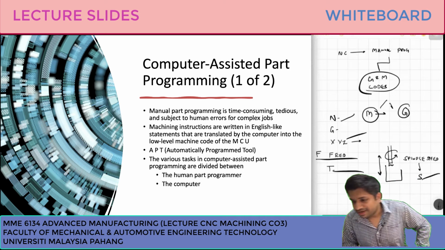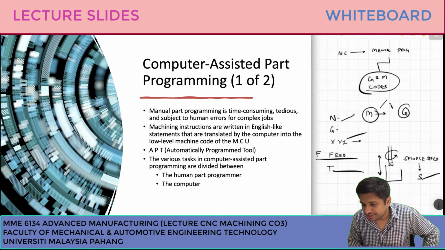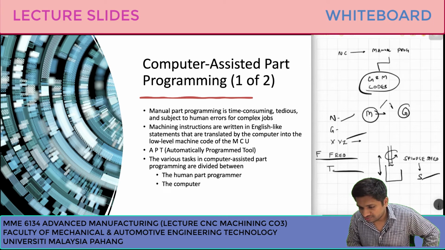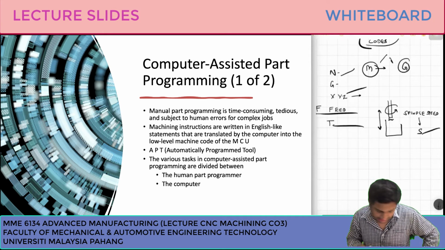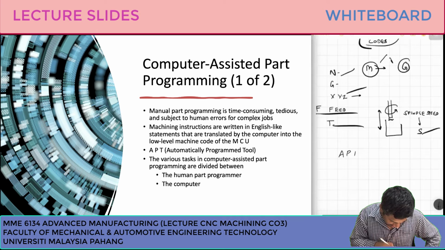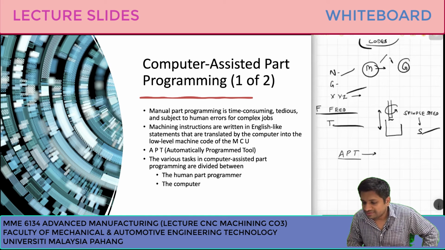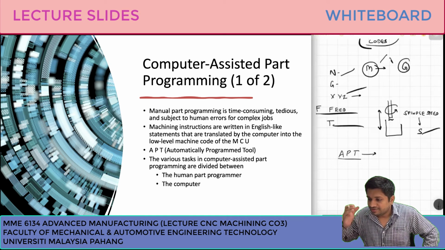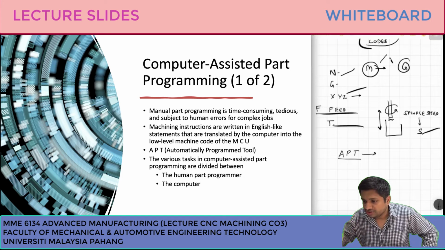As we said, manual programming is time consuming, very tedious, and subject to human errors for complex jobs. That is why machining instructions are written in English-like statements that are translated by the computer into low-level machine code of the machine control unit. That is called Automatically Programmed Tool, APT. So that language is called APT language. This is a tool with the help of which it is easier for me to give instructions to a computer.